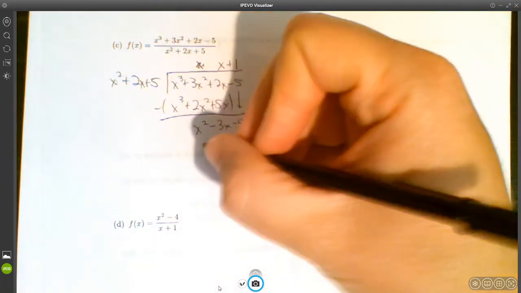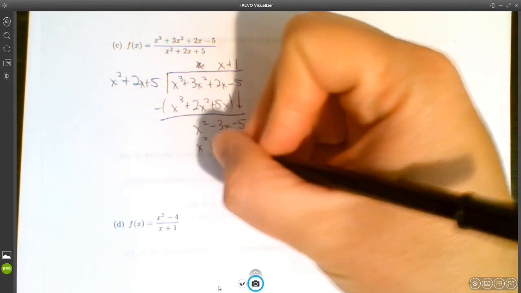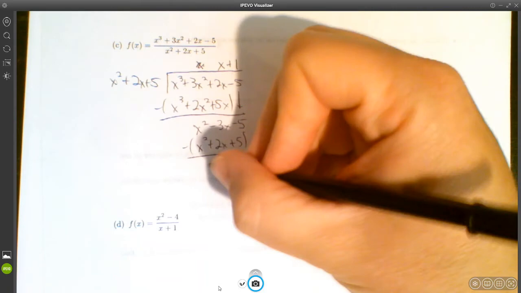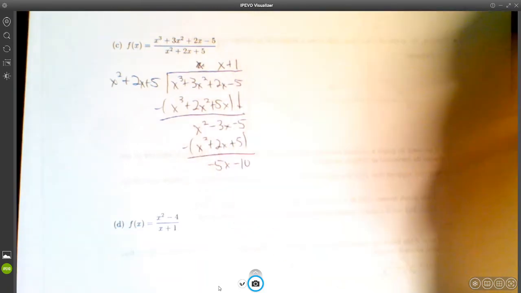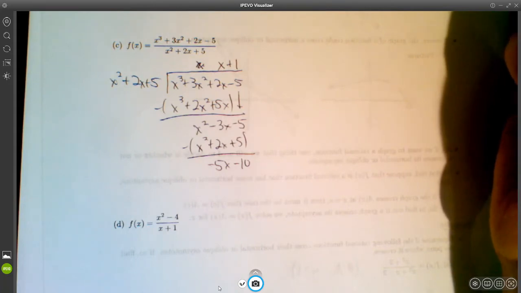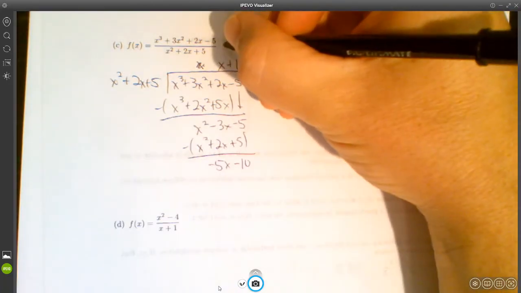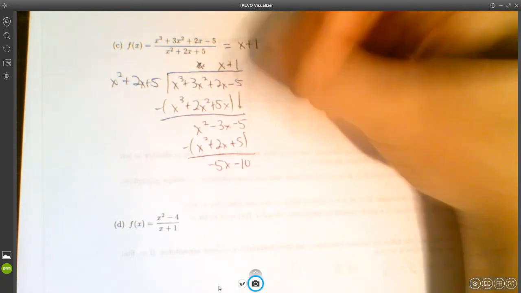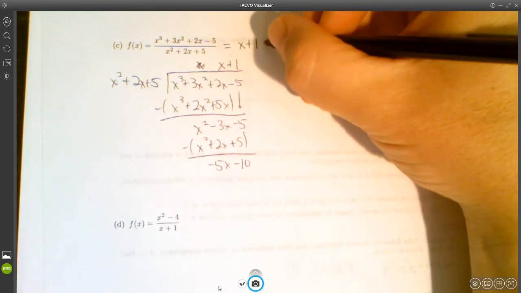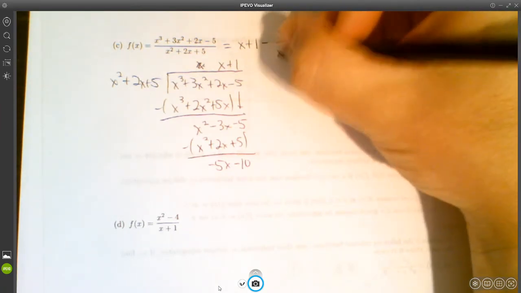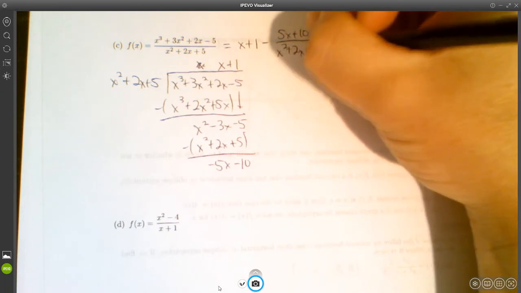Okay, x squared goes into x squared once. So this is x squared plus 2x plus 5. We subtract. We get negative 5x minus 10. Okay? So in reality, we can say f of x is x plus 1, I'm actually going to say minus and factor out the negative, so minus (5x plus 10) over (x squared plus 2x plus 5).